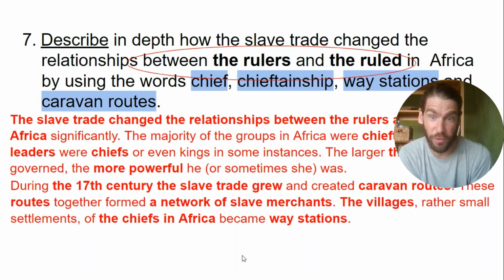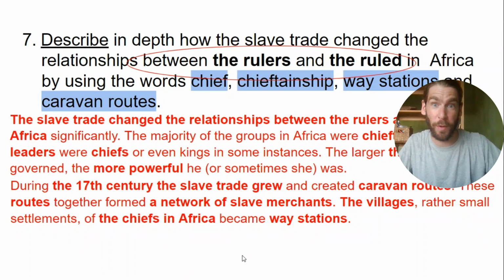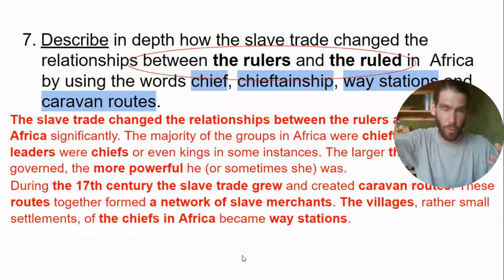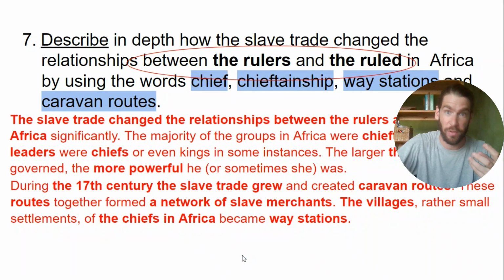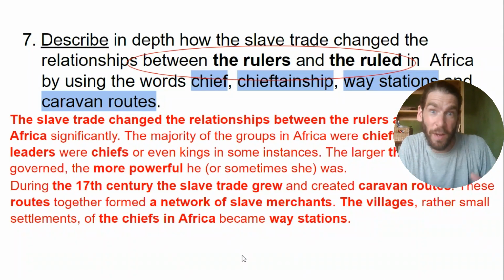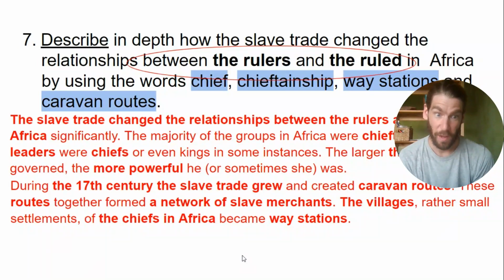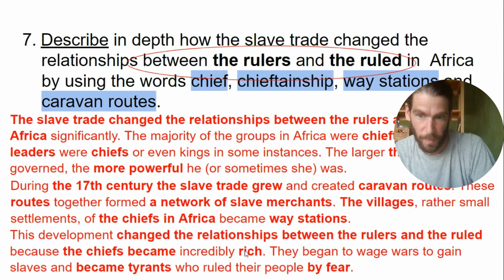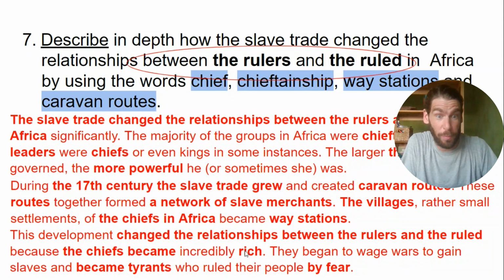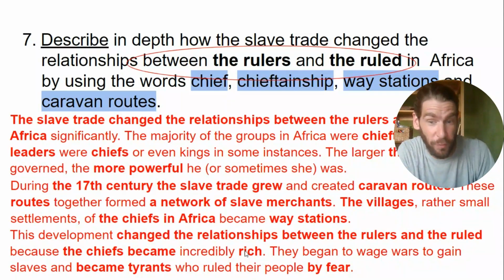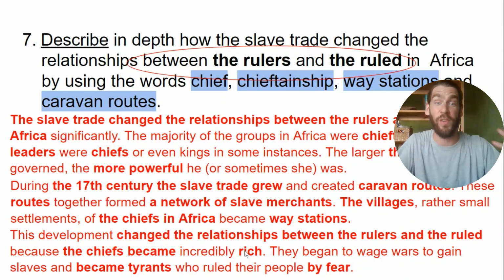During the 17th century, the slave trade grew because the Europeans came in more and more from Portugal, from Spain, from France, the Dutch came, and this created caravan routes. These routes together formed a network of slave merchants. The villages, rather small settlements of the chiefs in Africa, became way stations and became bigger and bigger. This development changed the relationship between the rulers and the ruled because the chiefs became incredibly rich because of the way stations and because of the growth of the slave trade.